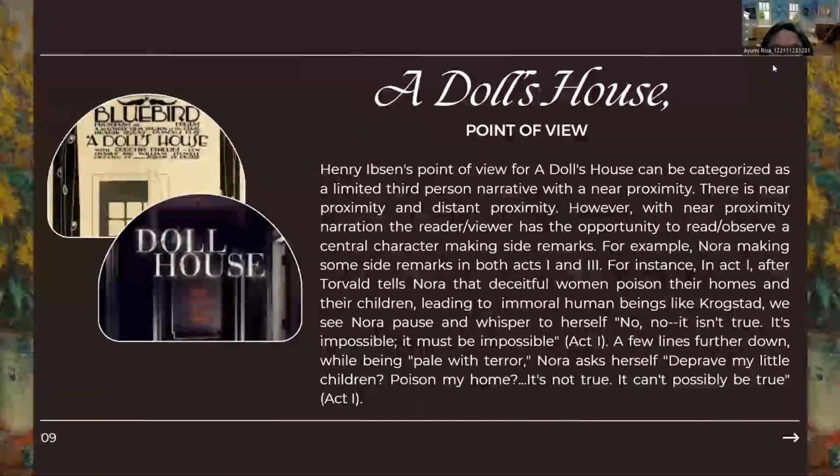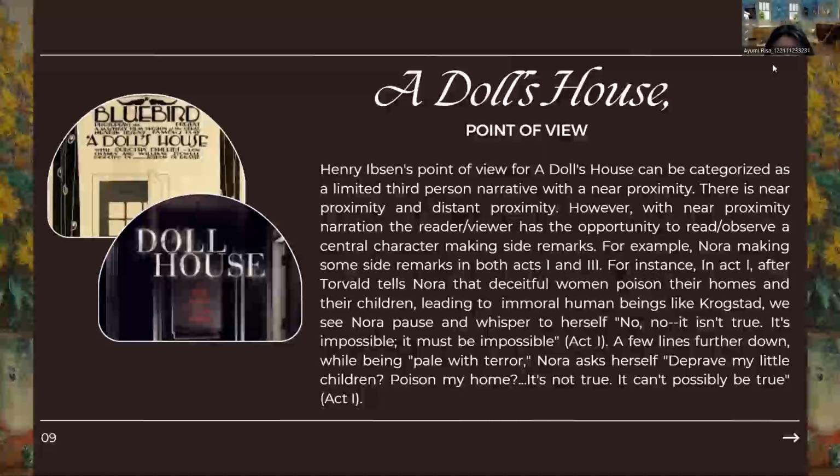Okay, the next one is the point of view. Henrik Ibsen's point of view for A Doll's House can be categorized as a limited third-person narrative with near proximity. There is near proximity and distant proximity. With near proximity narration, the reader or viewer has the opportunity to read or observe a central character making sad remarks. For example, Nora making sad remarks in both Act 1 and Act 3.